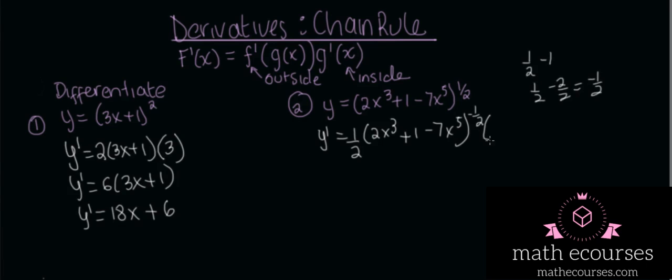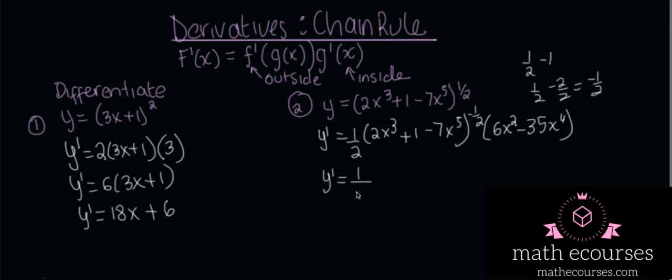And then I have to get the derivative of the inside part. So here you bring the 3 to the 2. 3 times 2 is 6x. Subtract 1. 3 minus 1 is 2, so that's 6x squared. The 1 will become 0. And then here, bring this power in the front. 5 times negative 7 is negative 35x to the 4th.